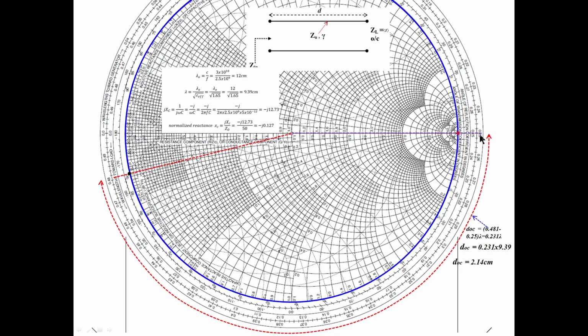It is 0.25. Measure from the 0.25 starting point, and we moved like this. We ended here at approximately 0.481. So subtract this value from this value, and we will get the value of this distance. This is 0.25 on the wavelength scale towards the generator.